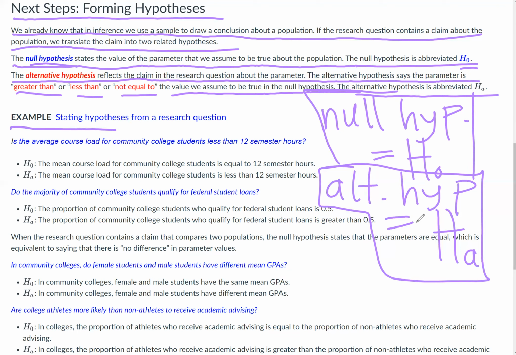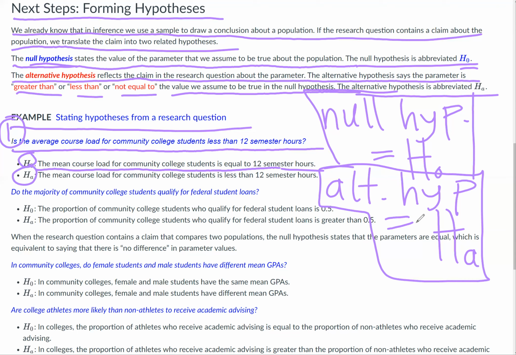So below are some examples stating hypotheses from a research question. The first question, just an example, would be, is the average course load for community college students less than 12 semester hours? So there, the null hypothesis, H sub 0, would be the mean course load for community college students is equal to, I think I was reading below, equal to 12 semester hours. H with a little subscript A, the alternative hypothesis, would be the mean course load for community college students is less than 12 semester hours.